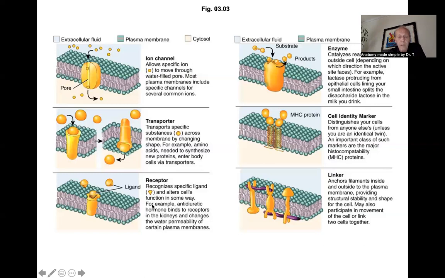You can see here that the example illustrates antidiuretic hormone, that is the ligand, which binds to receptors that kidney cells have. As a result of this hormone's activity on the kidney cells, it will change the water permeability of certain plasma membranes, which would reduce the amount of water excreted through urination. So that's antidiuretic hormone, making the membrane with its presence just a little bit more tight and preventing unwanted losses of water. So, ion channels, transporters, or receptors.